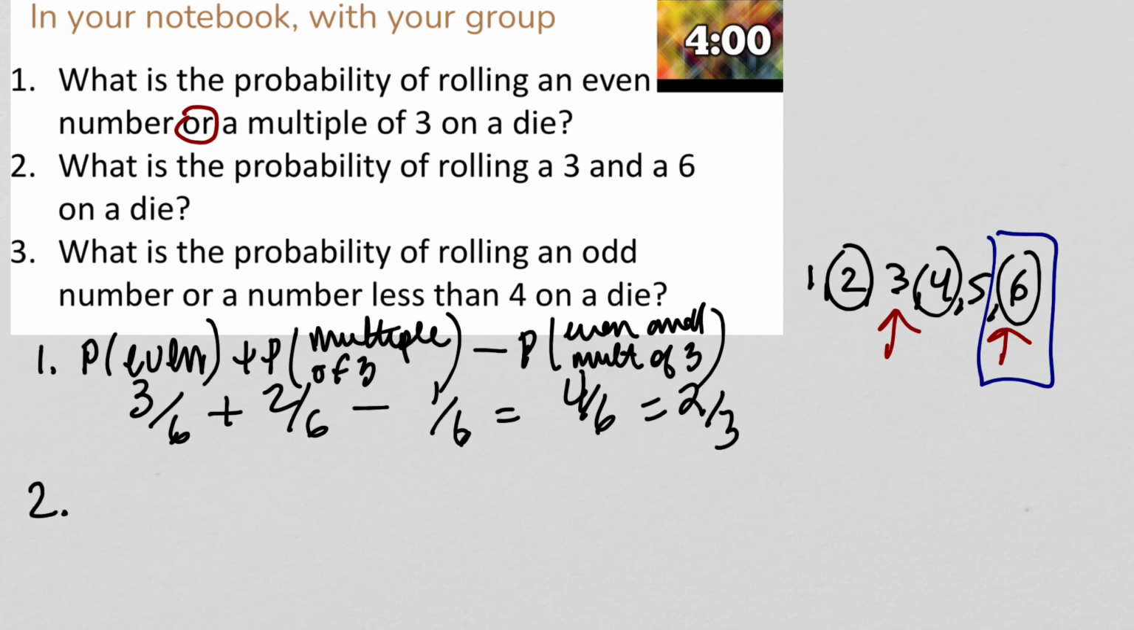All right, for number 2 here, what is the probability of rolling a 3 and, so here we go, and a 6 on a die? Is this possible? It is not. If I change this to what's the probability of rolling a 3 or a 6 on a die, then we could definitely get the probability of both events and add them together. But because of the and word, we can't evaluate it. So be very careful looking at the questions, and versus or.